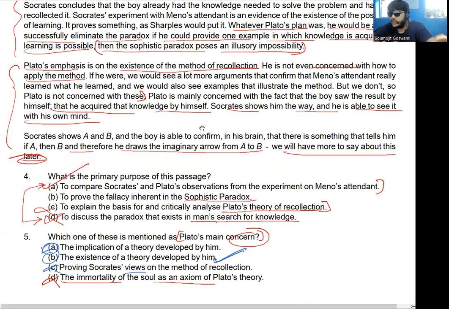Plato is not concerned with these. Plato is mainly concerned with the fact that the boy saw the result by himself, that he acquired that knowledge by himself. Socrates shows him the way and he is able to see it with his own mind. Socrates shows A and B, and the boy is able to confirm in his brain that there is something that tells him if A then B, and he draws the imaginary arrow from A to B. We will have more to say about this later.